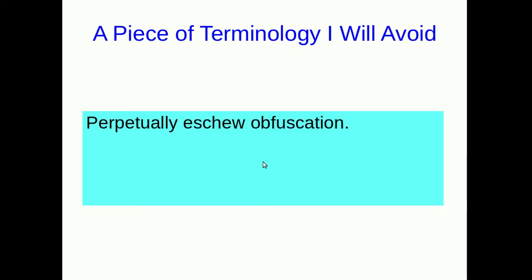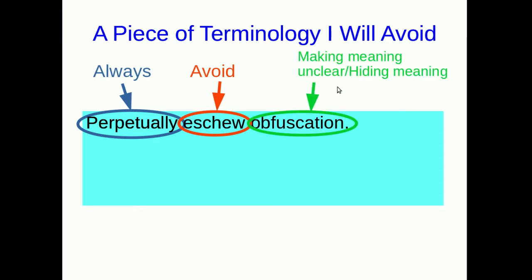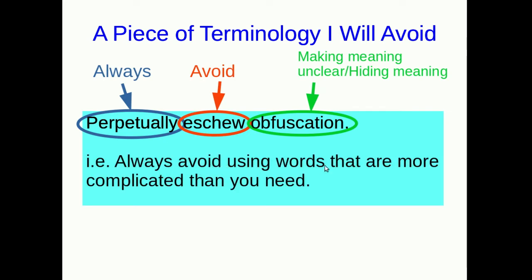And so as a general principle, we should perpetually eschew obfuscation. Right? That's clear. Perpetually means always. Eschew means avoid. Obfuscation is making a meaning unclear or hiding the meaning. So in other words, we should always avoid using words that are more complicated than we need.